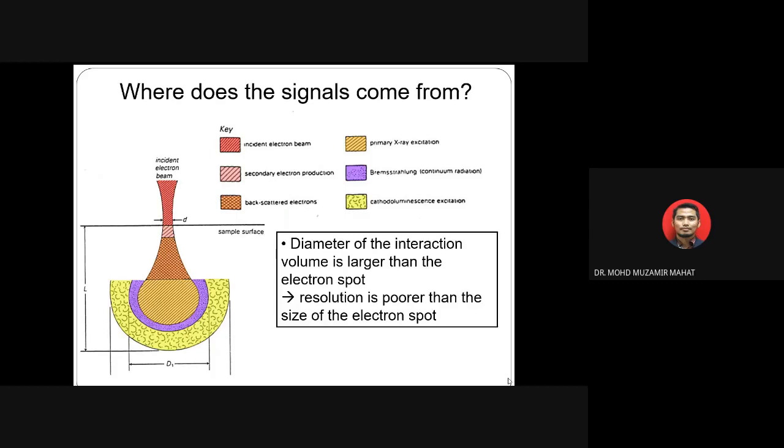So this is the overview from the side. We can see that the diameter of the electron interaction volume is larger than the electron spot. Therefore, the resolution is poorer than the size of the electron spot.